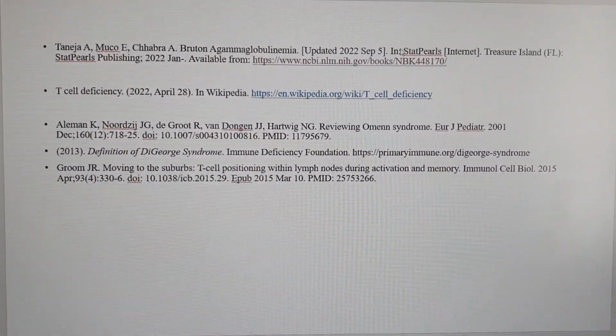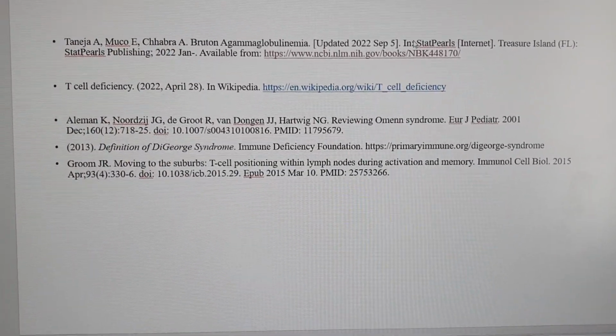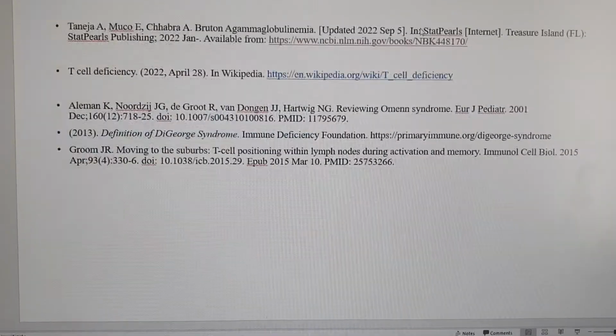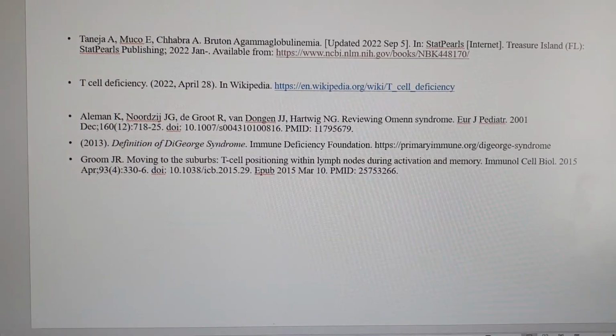And these are the external sources that I found.